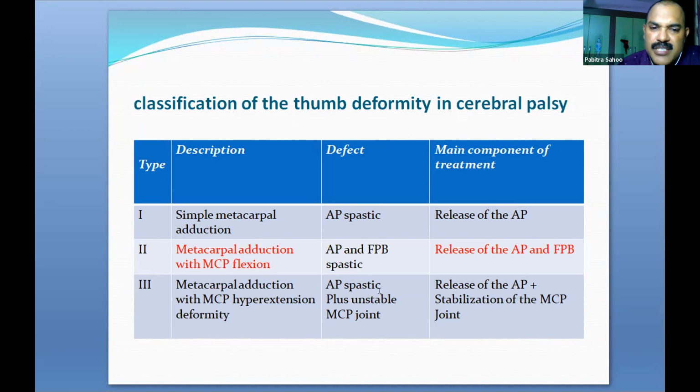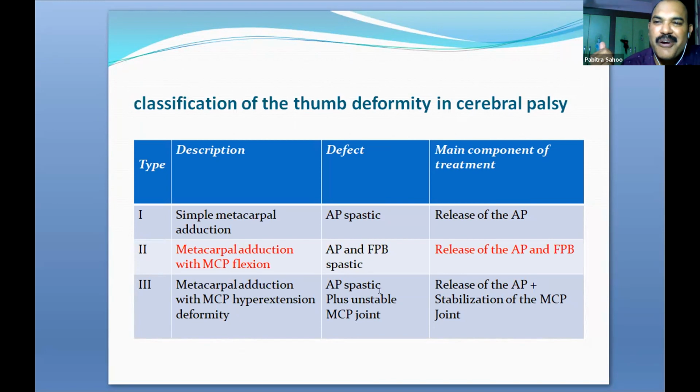So there are 6 types of thumb in palm deformity. Type 1 indicates simple metacarpal adduction. Simple metacarpal adduction is not visible from outside. It is inside the palm only. Okay, but that is a major hindrance for the function of the thumb. Here, it's because of a spastic adductor pollicis, so that needs release of the adductor pollicis tendon.